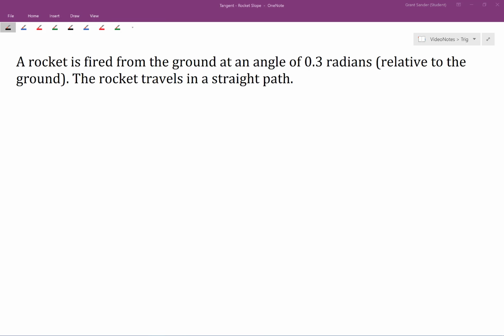Let's use tangent in an applied context. Suppose a rocket is fired from the ground at an angle of 0.3 radians relative to the ground. We'll assume that the rocket travels in a straight path. Let's start by drawing a diagram of this.